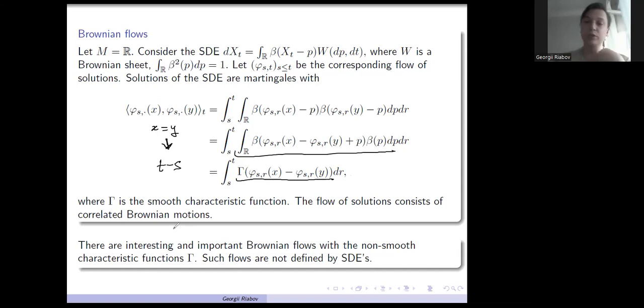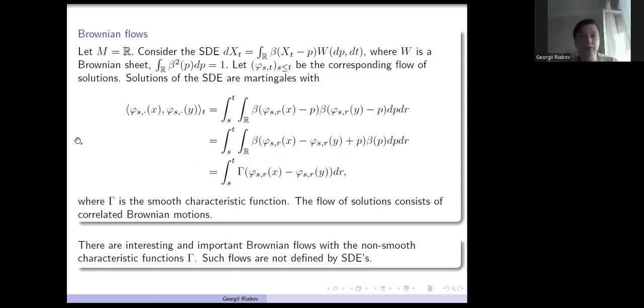And it turned out that there are interesting, important stochastic flows, in particular, interesting and important Brownian flows, for which this characteristic function gamma is not smooth. And these flows are not defined by stochastic differential equations. Now let me give some examples of such flows.